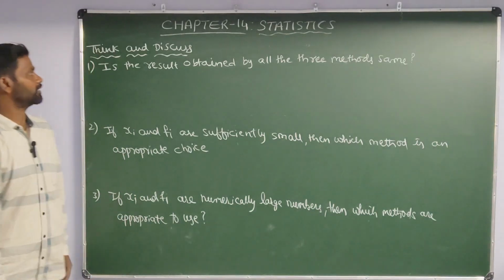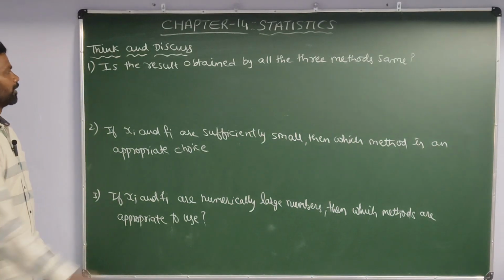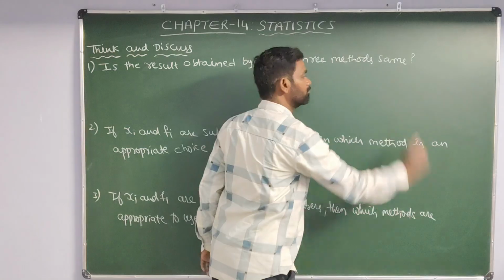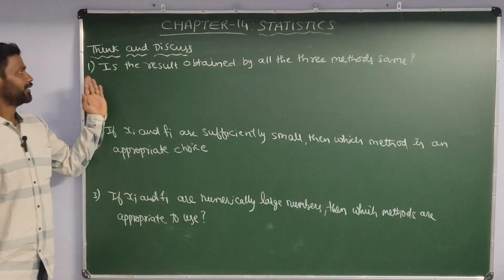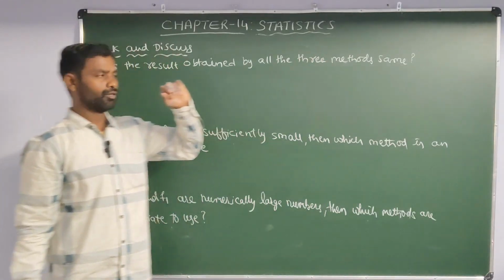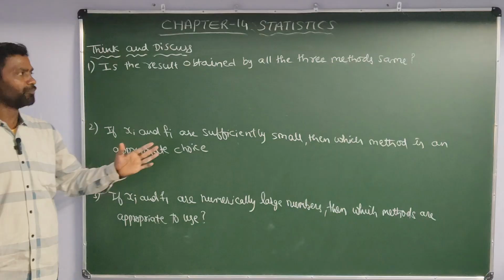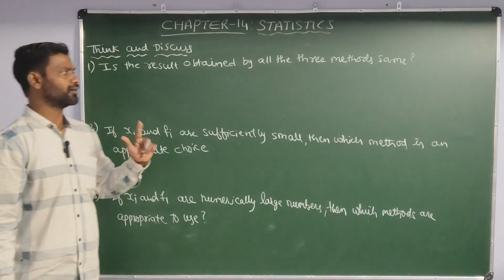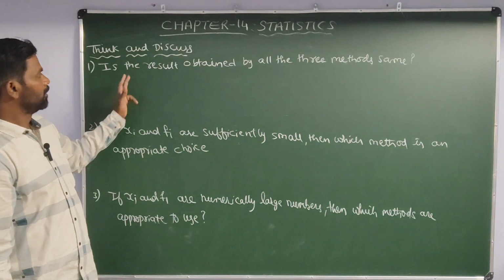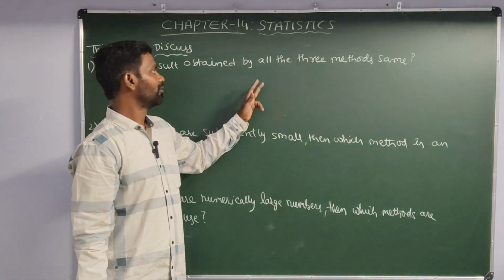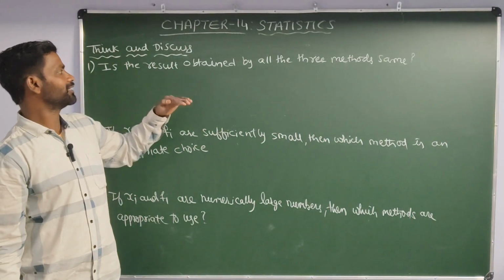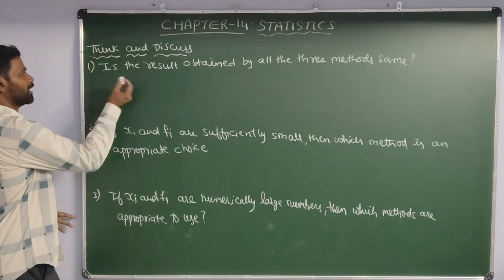Okay, students. Next, think and discuss. In the first question, is the result obtained by all the three methods same? What is our question? Is the result obtained by all the three methods same? For calculating mean we have three methods: direct method, assumed mean method, and step deviation. So our question is whether we will get the same value. Yes, we will get the same value.